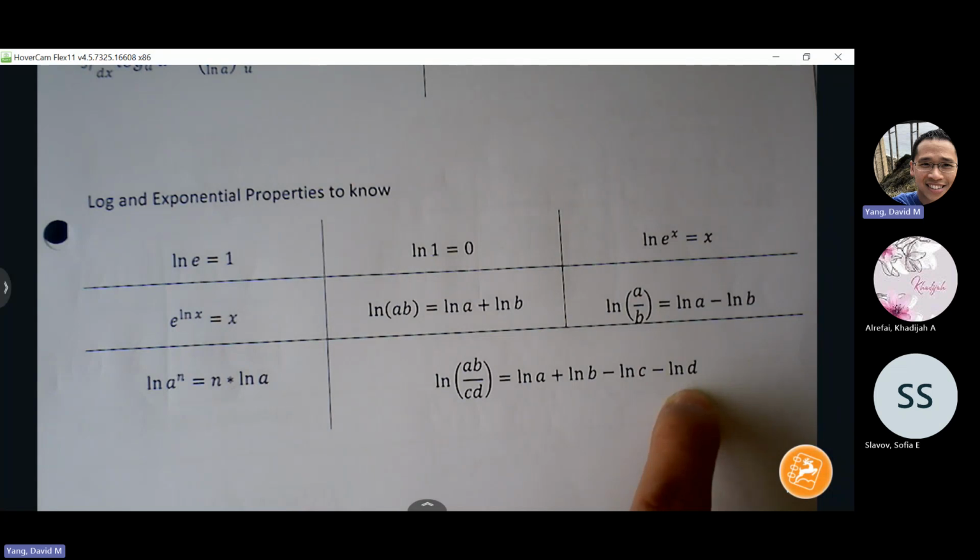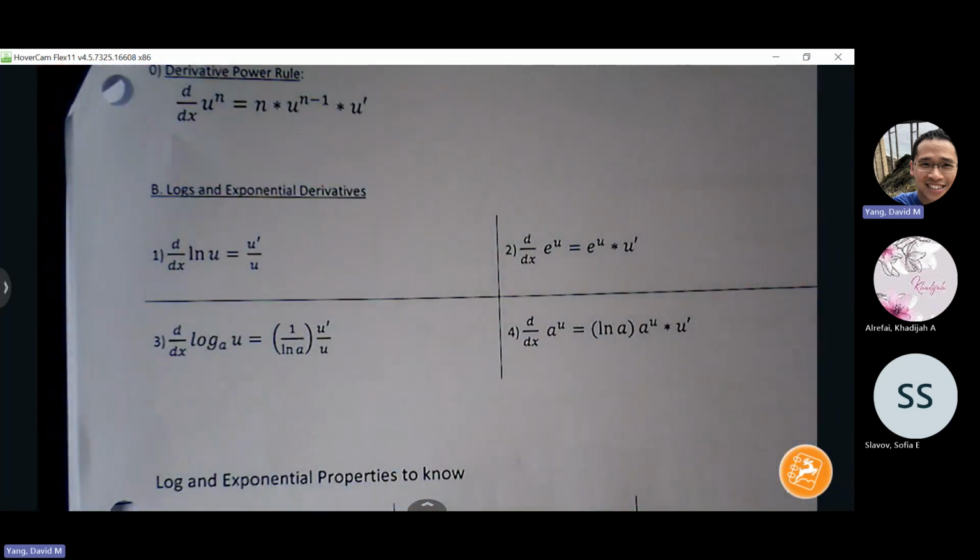Okay. What about the derivative? Yeah, we have the 4 derivative rules up on the board there. You've got natural log of u, e to the u, log base a of u. We do that every day, right? Just having you guys go through those 4 rules.